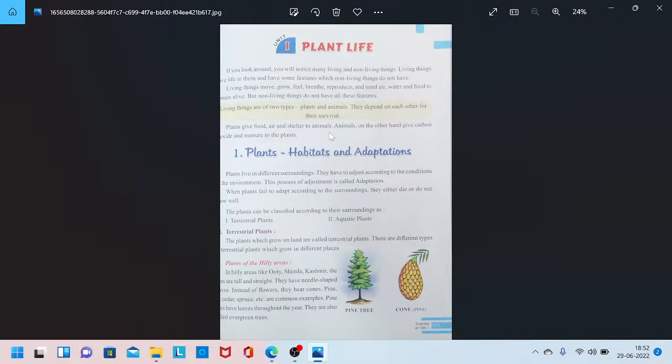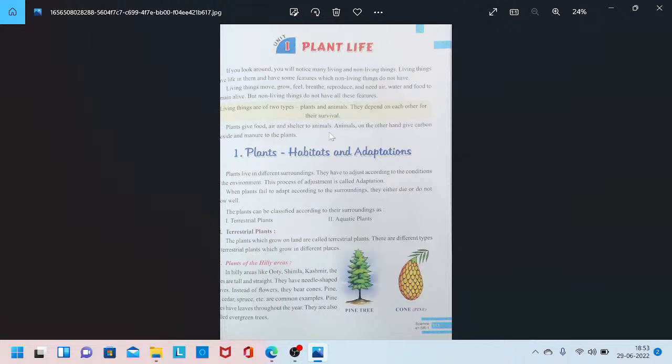Okay children, now let us see. Plants give food, air and shelter to animals, isn't it children? The big trees, they give shadow, right? It is a shelter for dogs, cats and some cows also live there. So plants give food to us, they also give air. Big plants, trees give us air, right? We get oxygen from the plants, isn't it children?